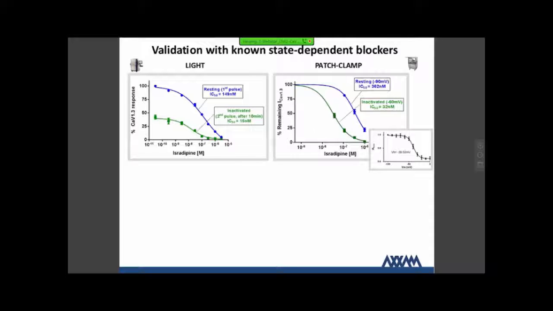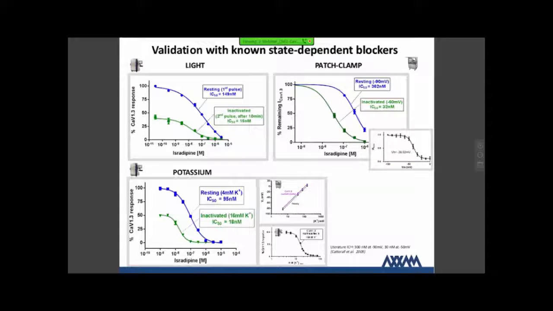And also in this case, we could obtain a very similar IC50 to what was obtained with the optogenetic assay. We also completely characterized the assay with the classical potassium protocol, by using potassium to modulate the membrane voltage and the channel states. In the lower right panel, you can see that we first determined the concentration of potassium at which about 50% of the Cav1.3 channels are in an inactivated state. And then on the left part of the graph, you can see that this dose response curve can also be measured with the potassium protocol.